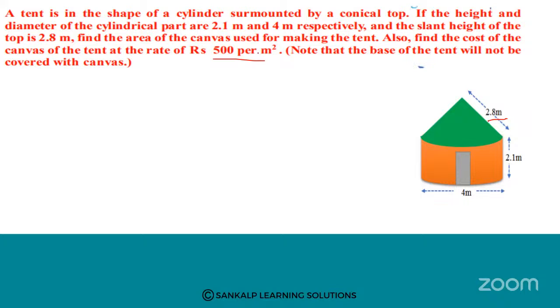Note that the base of the tent will not be covered with the canvas. Okay. Now, we want the area of the canvas, right? See here. So, area of the canvas. The full canvas can be determined by: here one cylinder is there and here one cone is there. That means this canvas consists of two parts. One is a cylinder and another one is a cone, right?